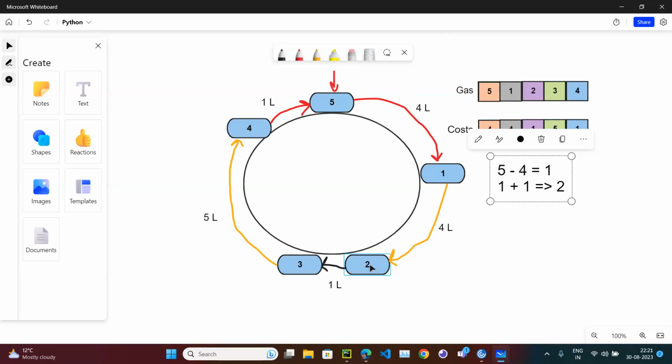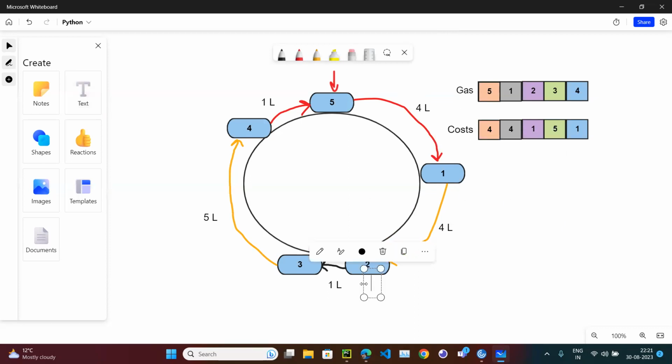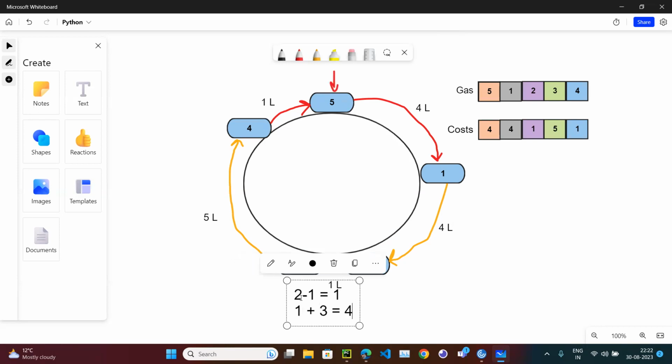If we start from 2, we have 2 liters of gas. So we reached here. We already spent 1 liter on the way, so we have 1 liter left. Now we will ask the gas station, can you fill it? So it's going to fill it. Now we have 4 liters, because 3 plus 1 is 4. Can we reach the next station? We need 5 liters, so we can't reach the next station. So 3 is also not my starting point.